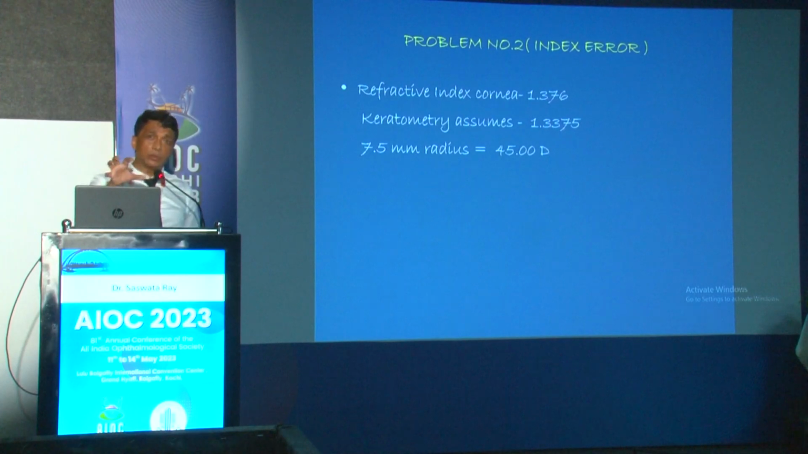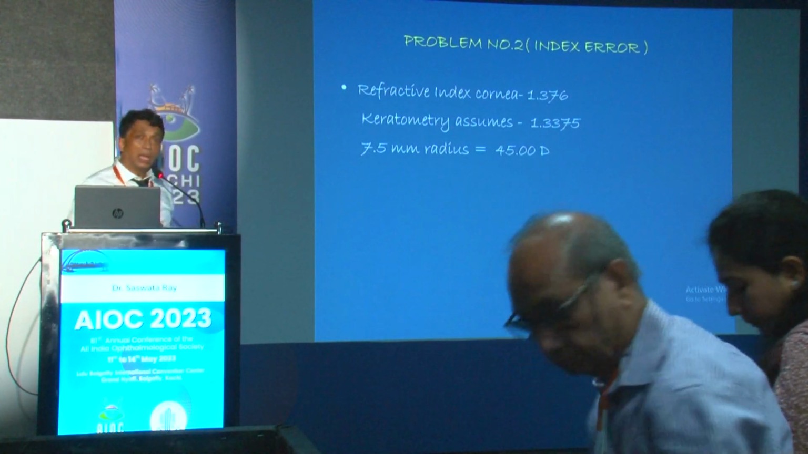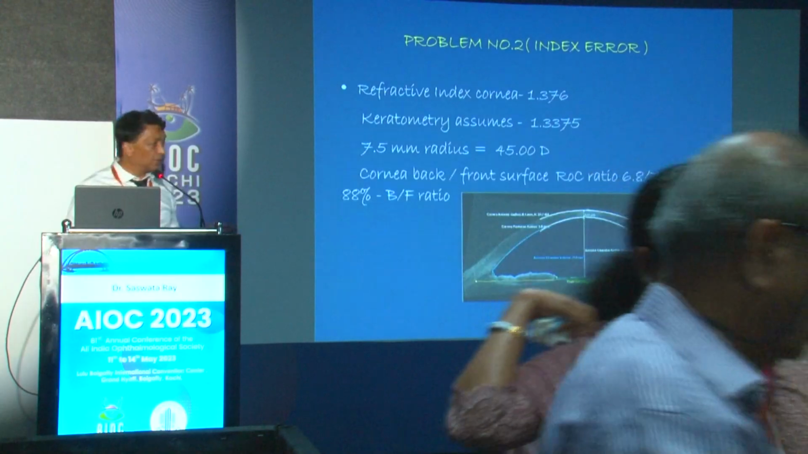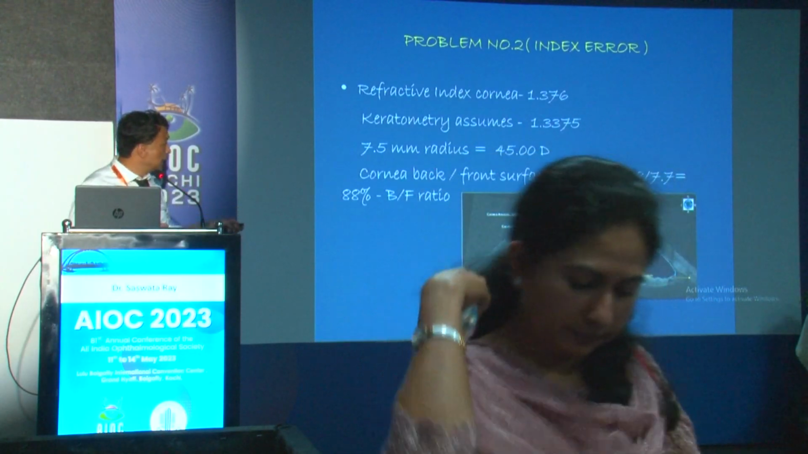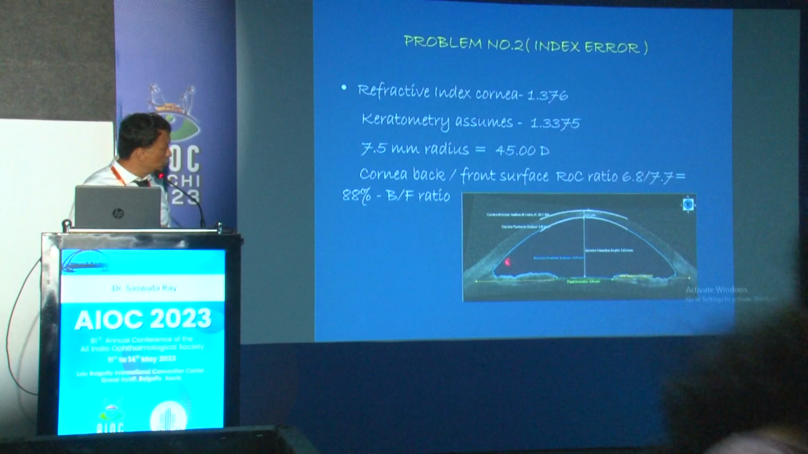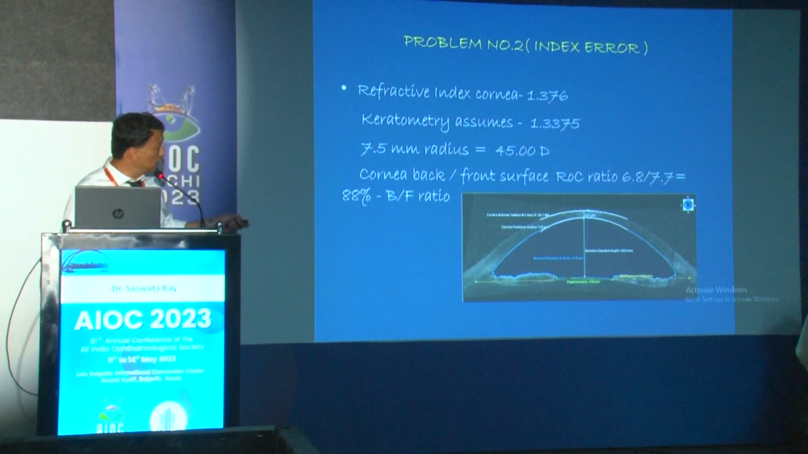You know that we cannot calculate the IOL power, the corneal power directly. We have to calculate from the radius. So if I take a 7.5 millimeter radius, it gives me a 45, which is this assumption. But this assumption is based on the fact that the back to front ratio is 88%. You know that the posterior corneal curvature is more curved, is it not? So we take that ratio, radius of curvature 6.8 divided by 7.7.